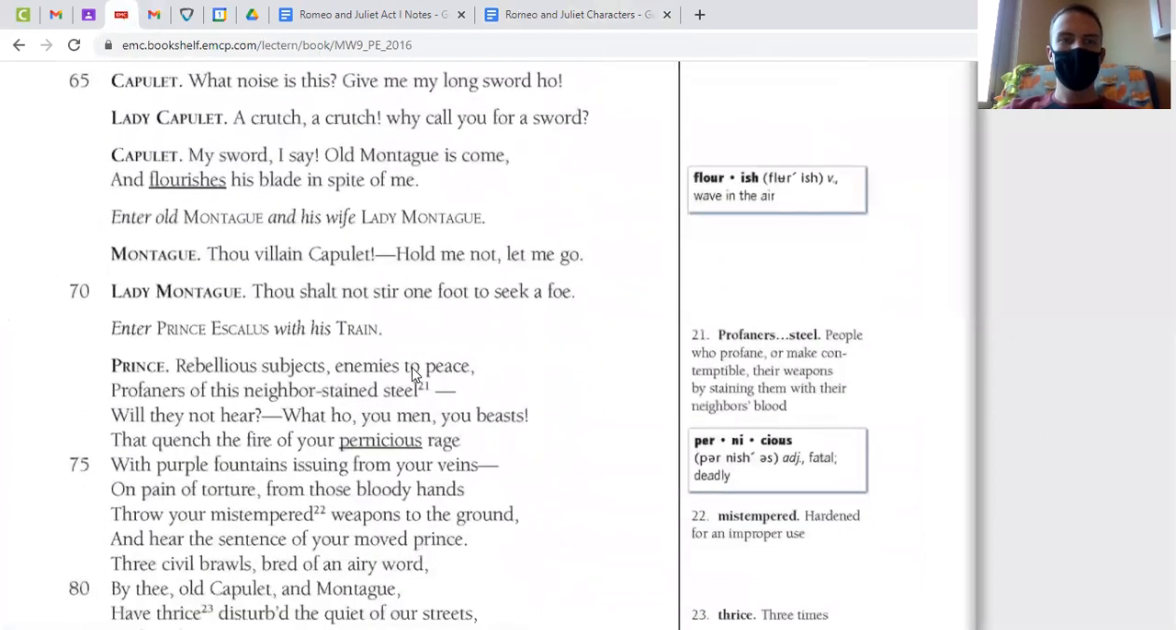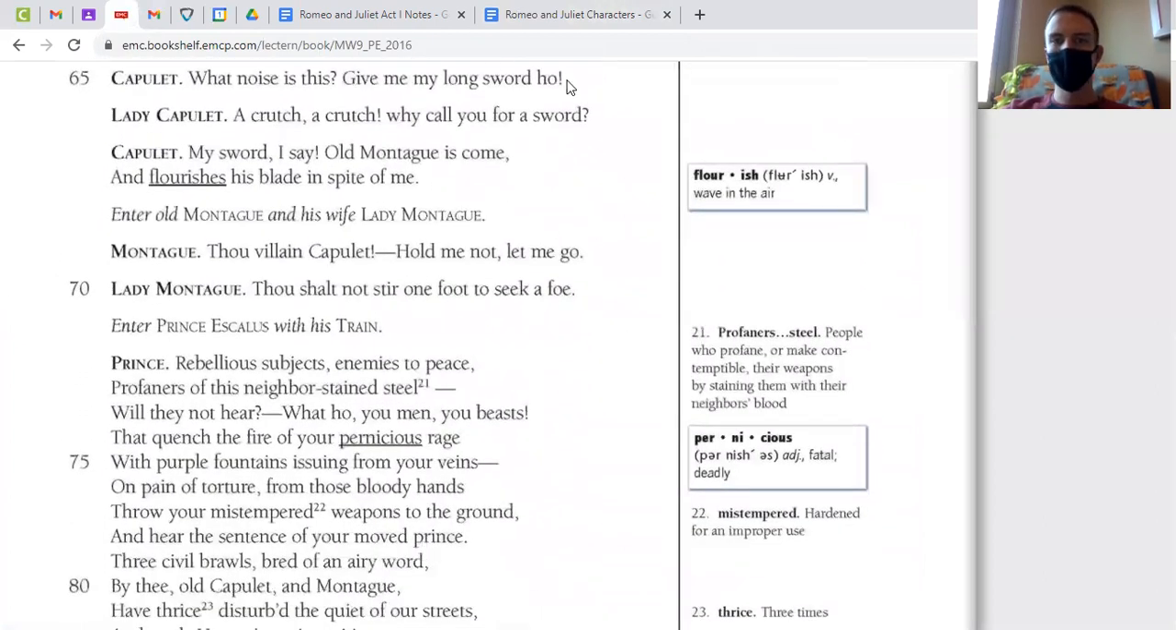He starts yelling. He says, "Give me my long sword, ho," which is not an insult to his wife. It's just kind of a general exclamation. Ho! He's excited. He's looking for his long sword. Lady Capulet says, "A crutch, a crutch. Why call you for a sword?" Basically, you old man, you should have a crutch, not a sword. You can barely even walk.